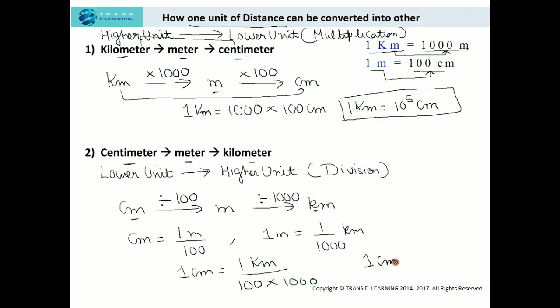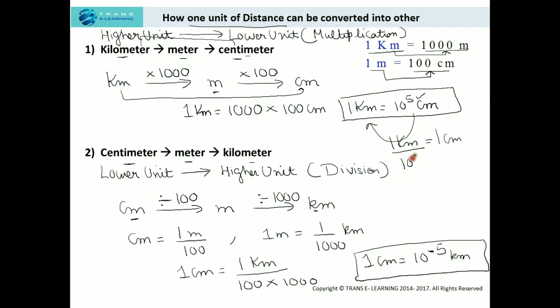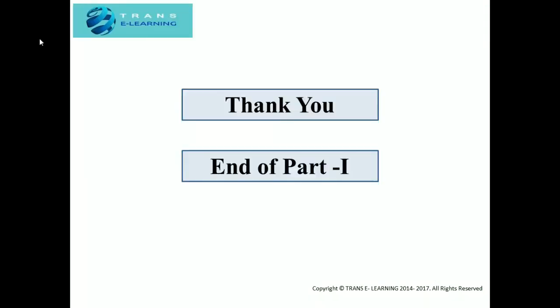So 1 centimeter is equal to 10 raised to power minus 5 kilometer. The minus power depicts that the value is very, very small, whereas the positive power depicts that the value is very, very high. So 1 kilometer is equal to 10 raised to power 5 centimeter, and 1 centimeter is equal to 10 raised to minus 5 kilometer. It's just like reversing the value, just like dividing. If I want to convert this, I can write 1 centimeter is equal to 1 kilometer upon 10 raised to power 5, which will come out to be this value in negative. Part 1 ends here.